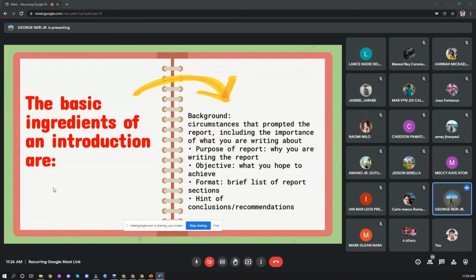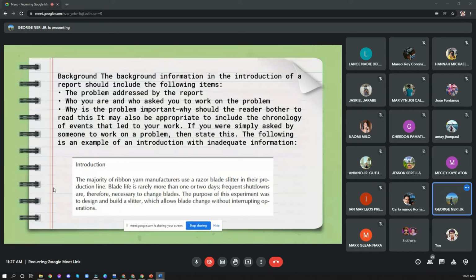Next is the purpose of the report: why you are writing the report. Objective: what you hope to achieve. Format: a brief list of report sections. Hint of conclusion or recommendation. Background.